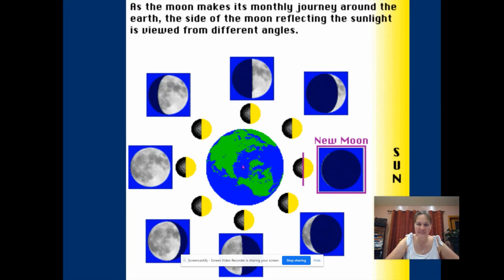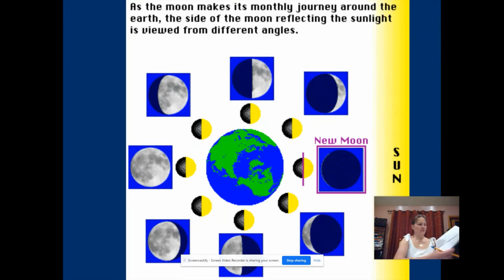But when you're standing on Earth and you look out at it, this is how it appears, what you see on that outer circle. And we're going to write down the names of all of these. So we're going to start with the first one being new moon. And this is why you need both of your pages. Okay.